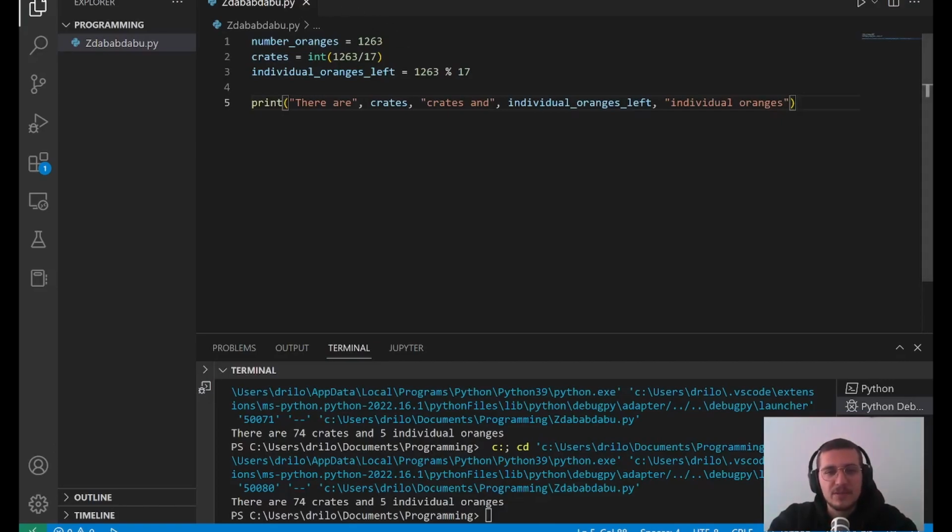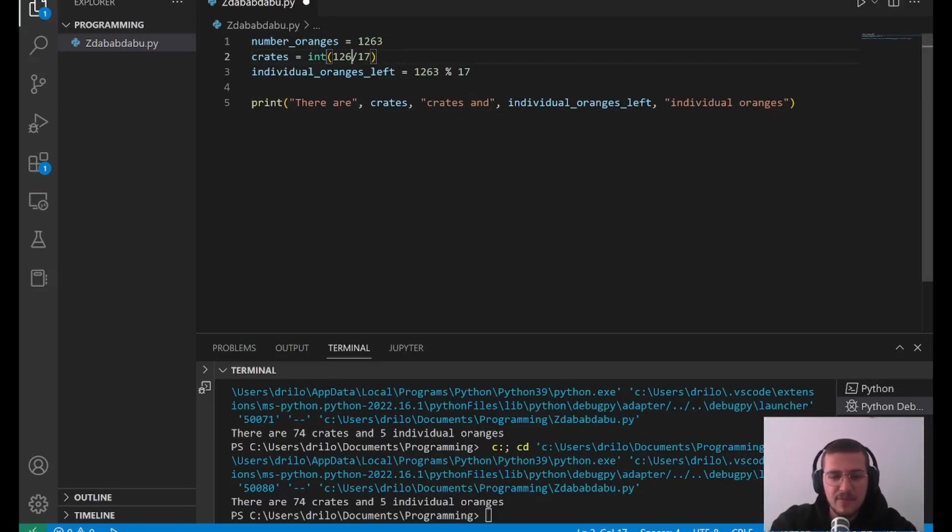But okay, so it was 1263. When we divided it, it was too close, so the number was 74.2. But what happens if we divide and get a number that is over 74.5 and then turn it into an integer? Does it round up to the next biggest number? We can try that out.